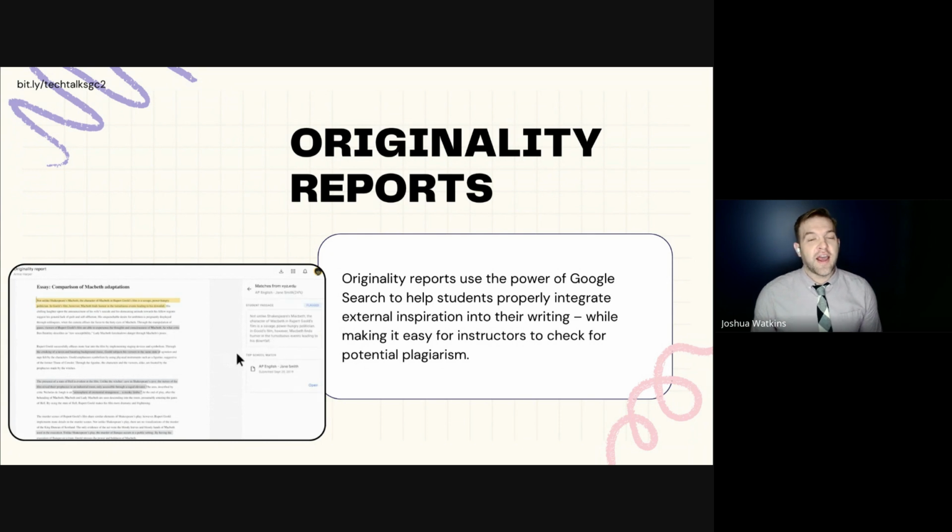To turn those on and activate those, you activate those inside of the assignment you're creating. There's a little checkbox on the right-hand side that says turn on originality reports for this assignment. It does work in Google Docs, and I believe it works in Google Slides as well. It'll check the text in both of those places and run reports on that.